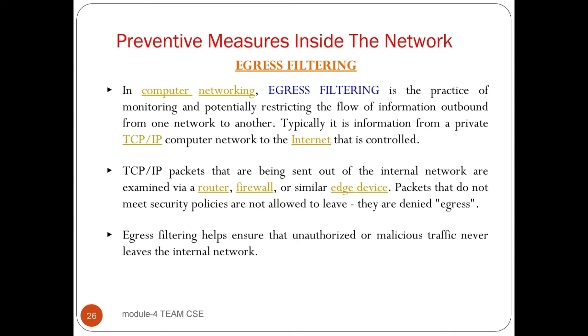Next, the TCP/IP packets that are being sent out of the internal network are examined via the router, firewall, or similar edge services. Packets that do not meet the security policies are not allowed to leave. They are denied egress. Egress filtering helps to ensure that unauthorized or malicious traffic never leaves the internal network.